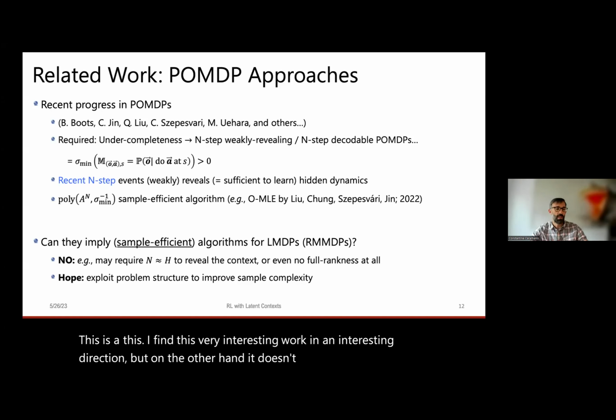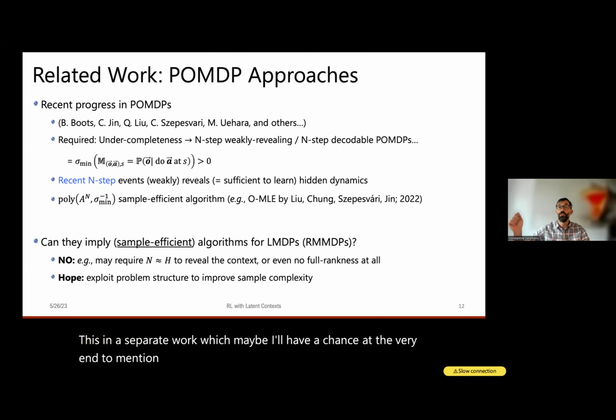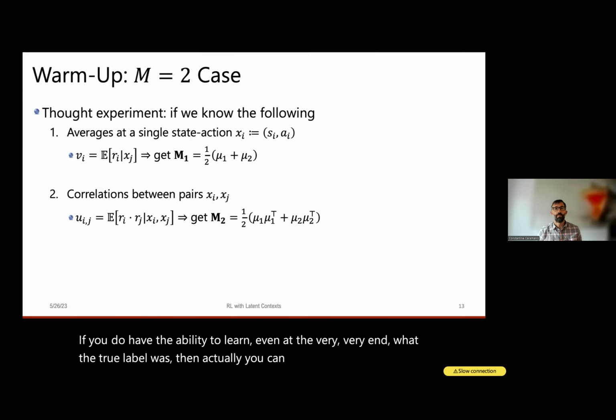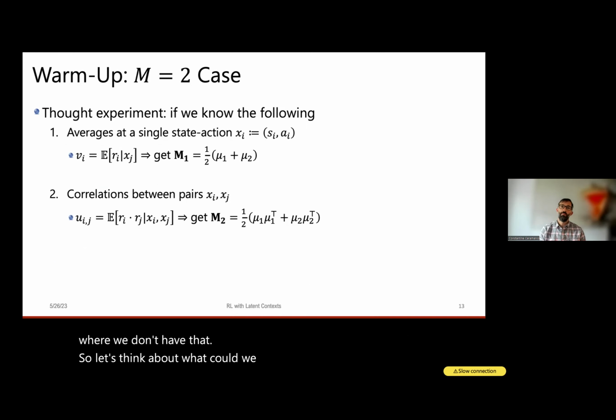In a separate work, which maybe I'll have a chance at the very end to mention a few words about, if you do have the ability to learn, even at the very, very end, what the true label was, then actually you can do a lot better in a more general problem. So I'm interested in the setting where we don't have that. So let's think about, what could we possibly do in this case? Why can we hope that we can make progress?